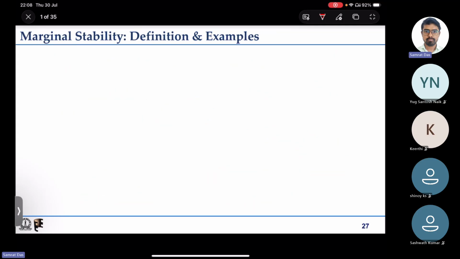Right, now let us go to the marginal stability definition. It is simply the same system that I have already discussed. It's a pendulum system, and the exact equation is theta double dot plus sin theta is equal to 0, where theta is nothing but this angle. But if this theta is very small, sin theta can be approximated as theta.